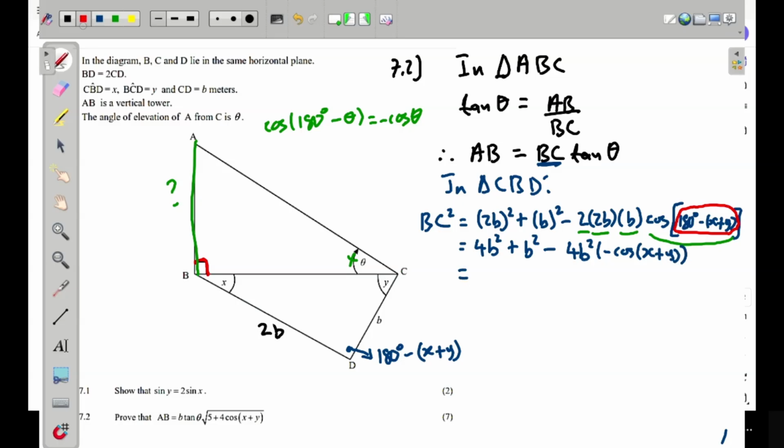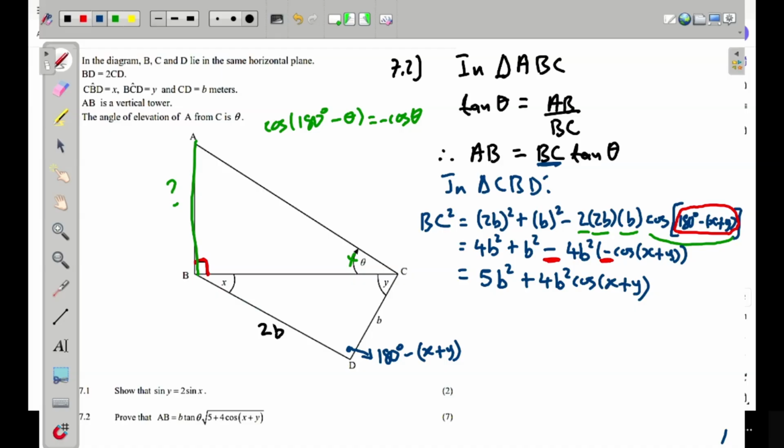And I have deliberately left this negative in the bracket so that you see, I'm about to multiply these two negatives so that you see where the plus comes from. Obviously, 4b squared plus b squared is a 5b squared. So negative and negative is a plus. Then finally, I've got a 4b squared cos of x plus y. Just look at this, guys. We are almost at our destination. We have arrived now. Right.